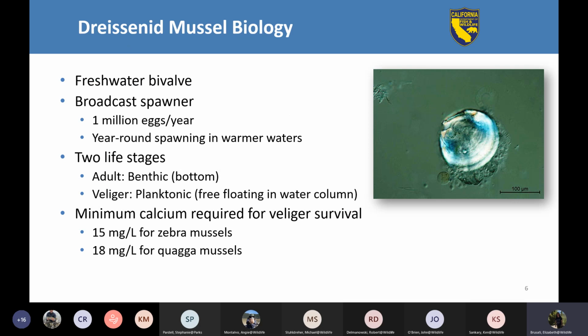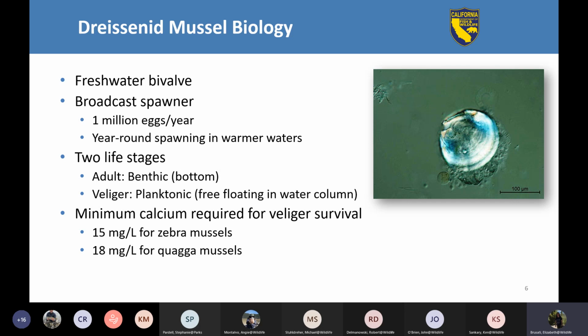So let me go over some basics of Dreissenid mussel biology. They're freshwater bivalves. They are broadcast spawners, and they can release up to 1 million eggs per year. And in warmer waters, they are able to spawn year-round. So that's part of the reason they can spread so quickly. They have 2 life stages. The adult stage is a benthic or bottom-dwelling stage that attaches to hard substrates. And then the veliger stage is a free-floating planktonic larvae that lives in the water column.